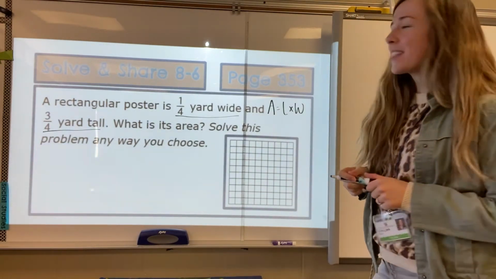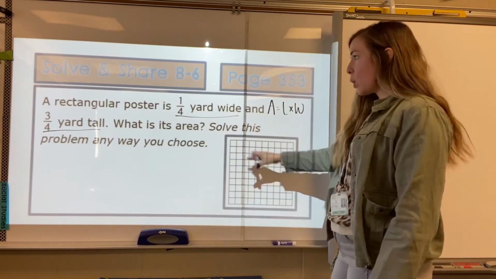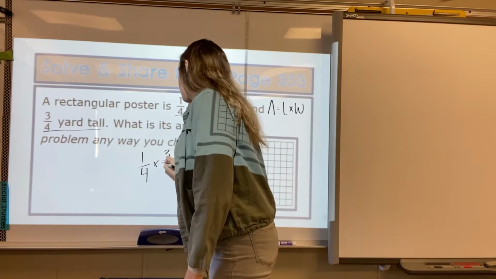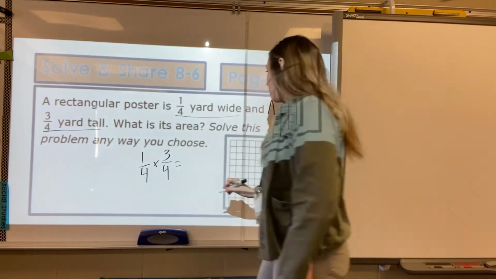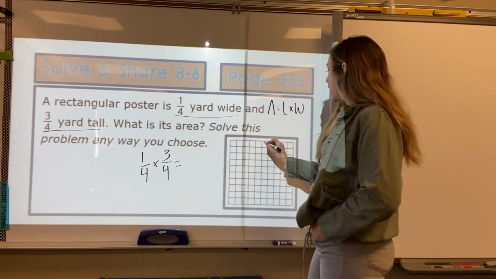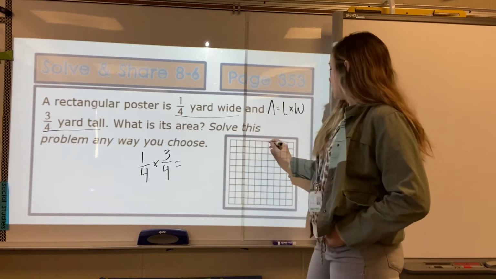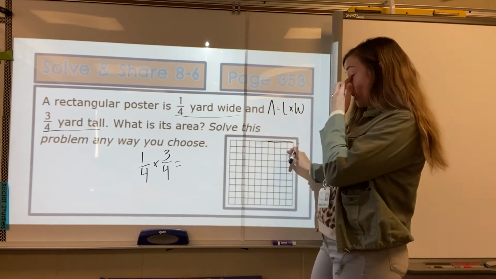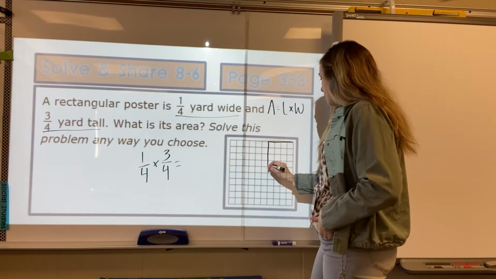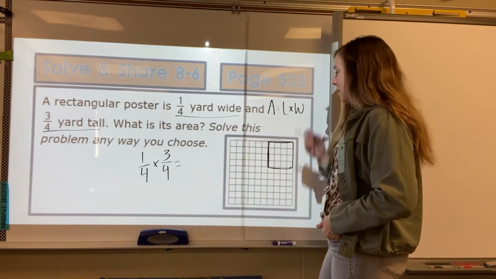Okay, so we could draw a picture, or we could just set up our multiplication to figure out what the area would be. So if I was going to draw a picture here, I would have to go 4 down. Oop, that's 5. So if I go 4 down, I'm just using this end of it because I've got this bar here. And then 4 across, 4 down. And so here is my rectangular poster.